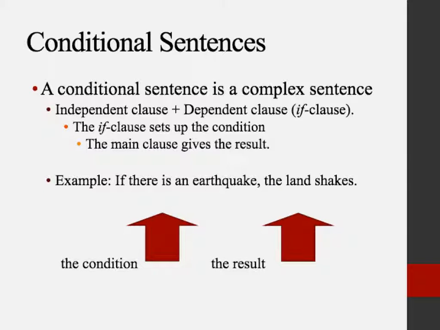A conditional sentence is a complex sentence which consists of an independent clause and a dependent clause. In a conditional sentence, the if clause sets up or presents the condition, and the main clause provides the result. As the example shows, if there's an earthquake is the if clause and presents the condition. The land shakes provides the result.